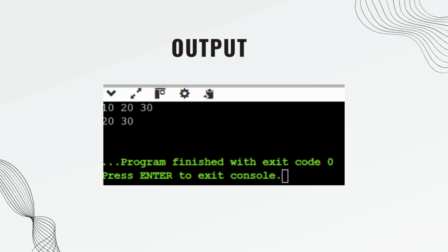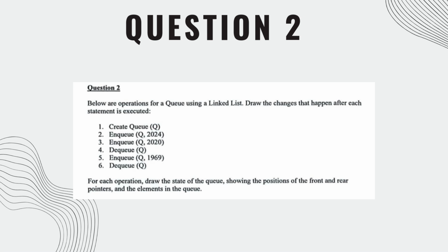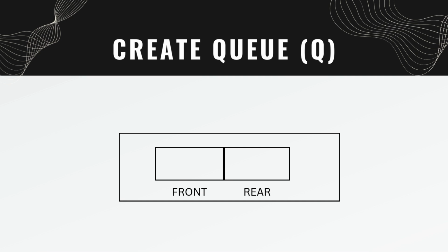All right. So let's go to the second question. The second question is, below are operations for a queue using a linked list, and they ask to draw the changes happening after each statement is executed. All right. So this is the illustration of the create queue. This will be front and rear, which initialize an empty queue.